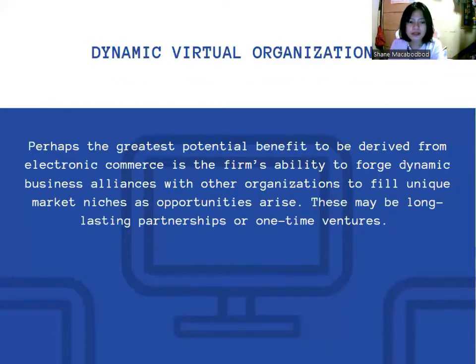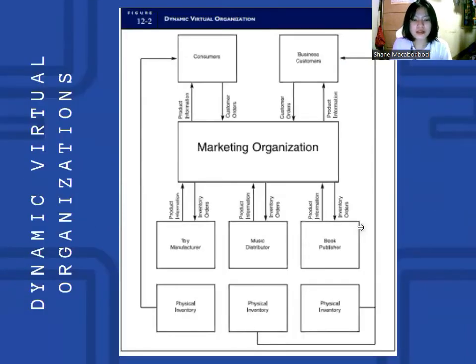So lastly is the dynamic virtual organization. Perhaps the greatest potential benefit to be derived from e-commerce is the firm's ability to forge dynamic business alliances with other organizations to fill unique market niches as opportunities arise. These may be long-lasting partnerships or one-time ventures. So this is an example.